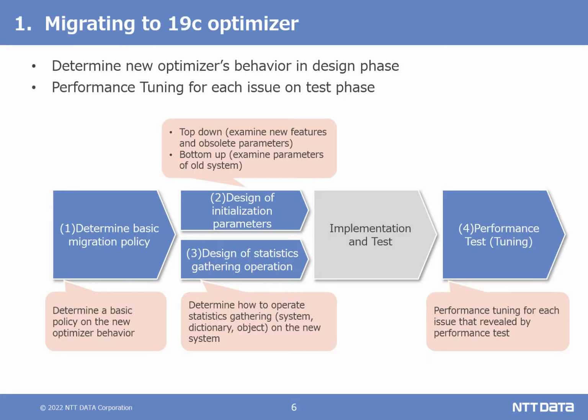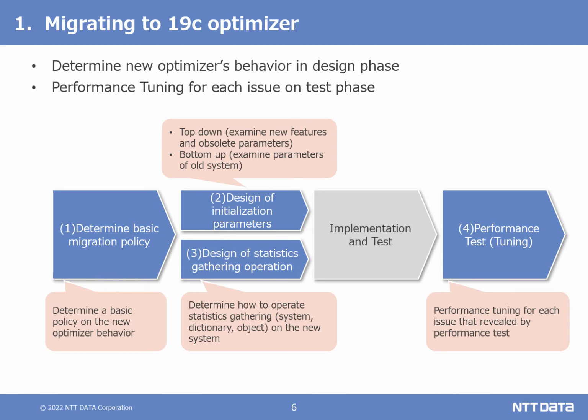Since the applications on the database were very large, including more than 50,000 SQLs, it was impossible to test each SQL's performance in a given time. So it was important for us to determine the new optimizer's behavior in design phase so as to reduce the amount of SQLs to be tuned in performance test phase.